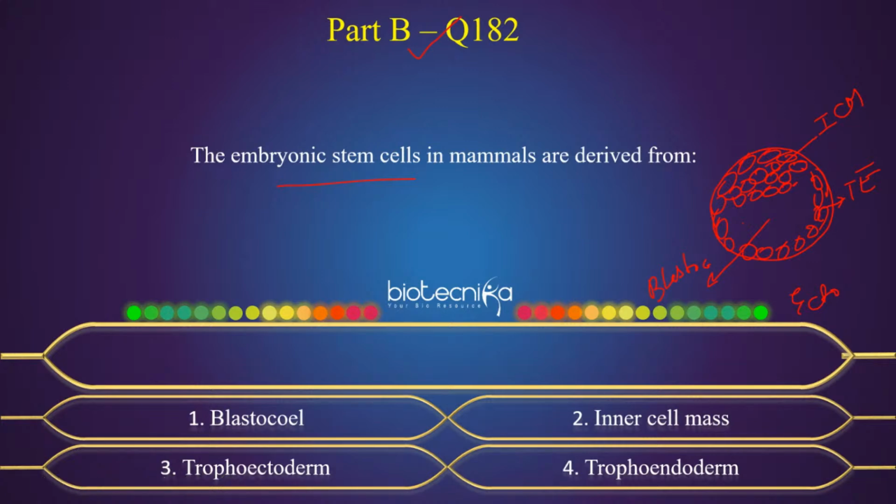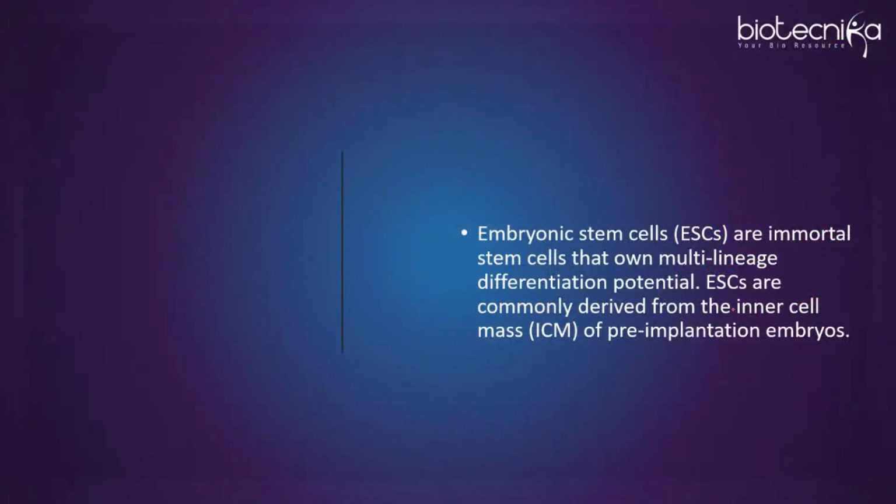So basically, you need to know the potency. Inner cell masses are pluripotent. They will not be able to form placenta, but they will be able to form any other tissues. Trophoectoderm will form extraembryonic membranes, that is placental parts. So basically, embryonic stem cells, which will be able to form any other kind of tissue, come from the inner cell mass. So the correct answer is option 2. Embryonic stem cells are immortal stem cells that own multilineage differentiation potential. They are commonly derived from the inner cell mass of pre-implantation embryos.